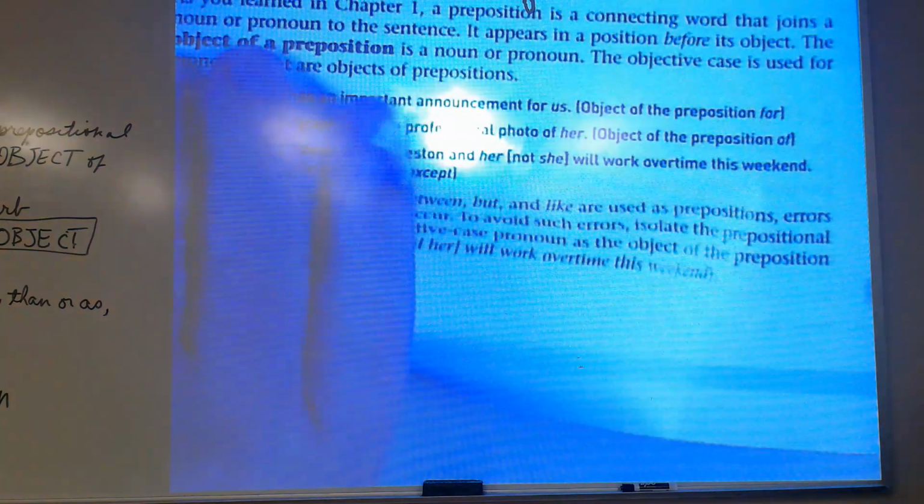Okay, let's go ahead and take a look at the next page. Is the possessive case.